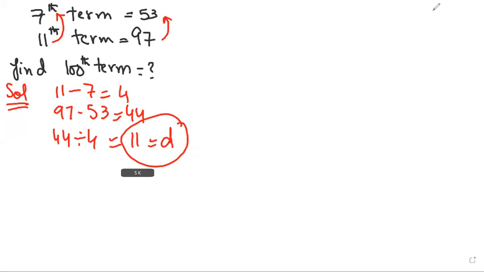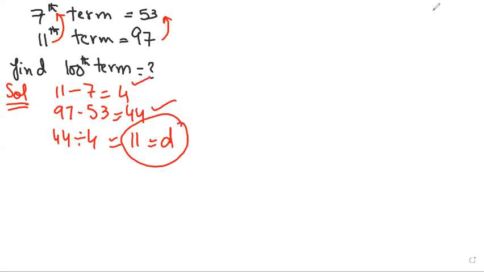So here, what I did was find my d first, then my initial value. I'm repeating it again. I simply subtracted the term numbers between the two terms, and then subtracted the values, like this 4 and 44. Whatever answer I get, I simply divide them and find out my d. Now it's time to find out my a.